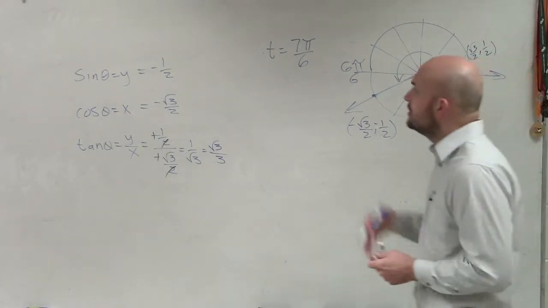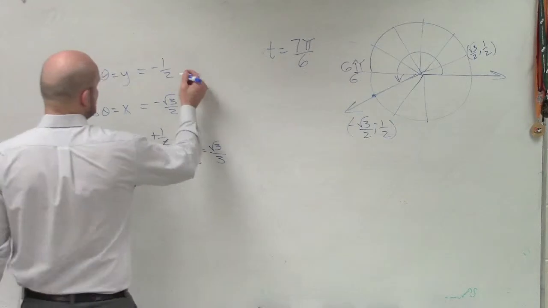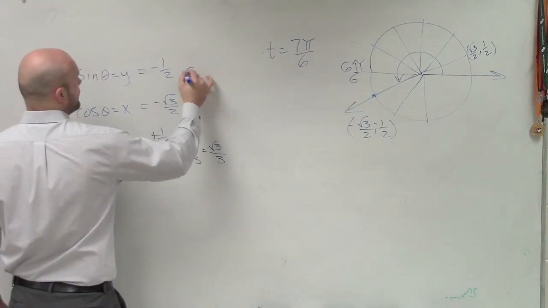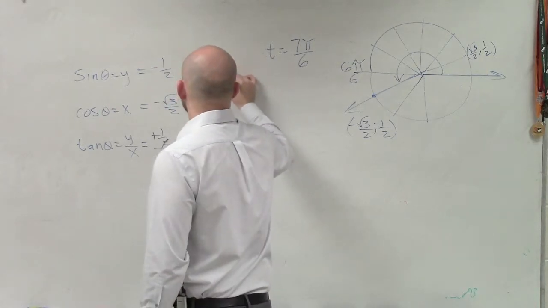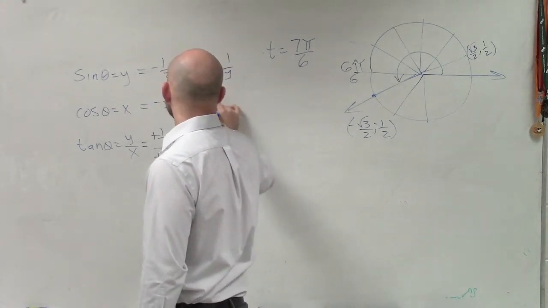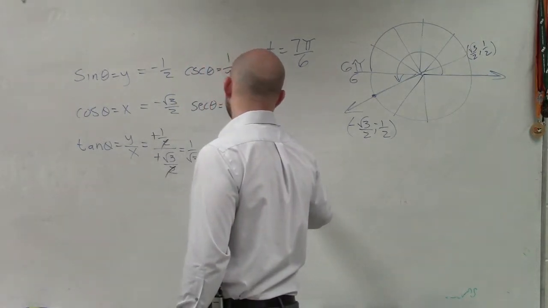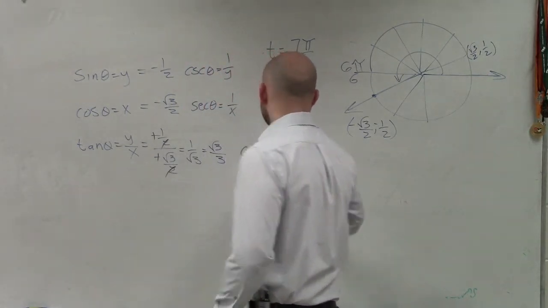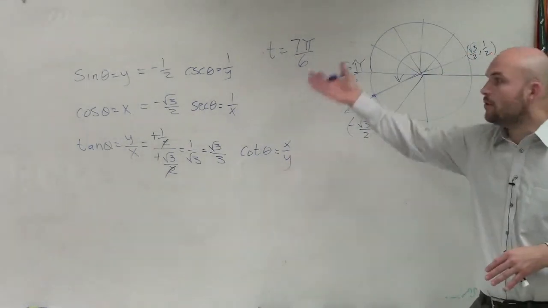Now let's go through the reciprocal functions. So the reciprocal function for sine is cosecant of theta, which is 1 over y. For cosine, it's secant of theta, which is 1 over x. And for tangent, cotangent of theta, it's x over y. So now I'm just going to take the exact same coordinates and either flip them or put them over 1.